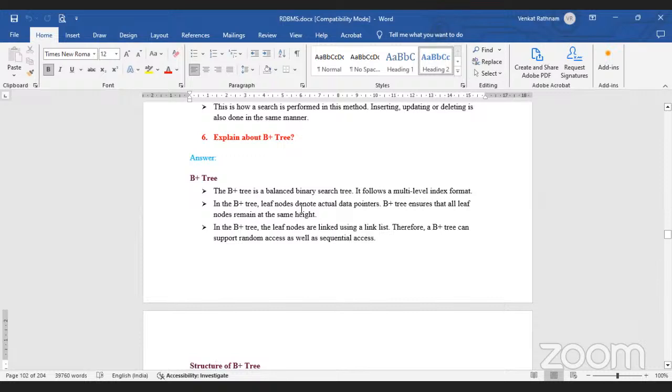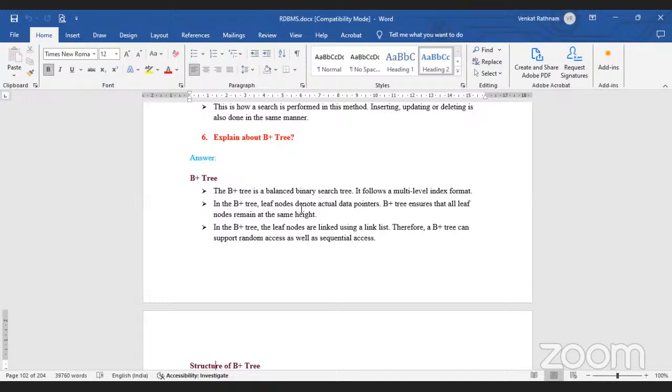It is a balanced binary search tree. Using this, you can store the data and search the data in the tree format. It is one type of binary search tree. Binary means two here. It is one type of tree. You can store the data in the form of a tree.